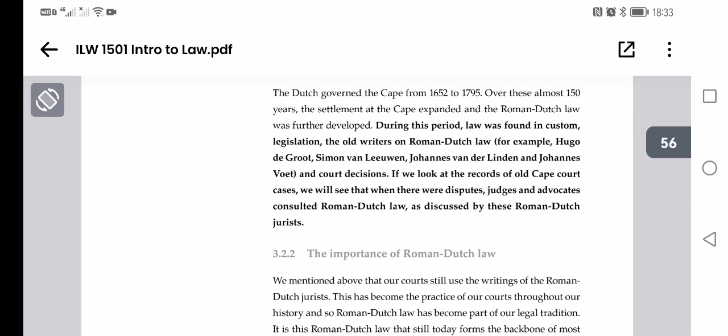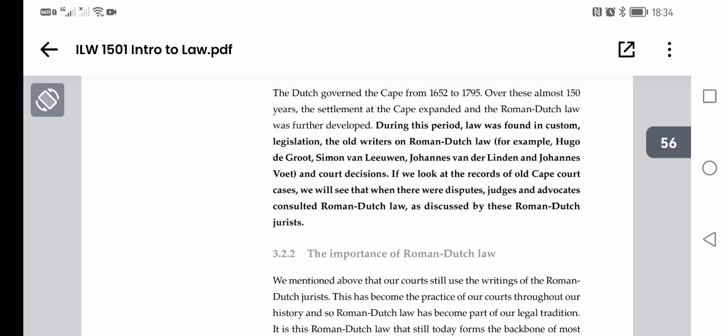The Dutch governed the Cape from 1652 to 1795. Over these almost 150 years, the settlement of the Cape expanded and the Roman Dutch law was further developed. During this period, law was found in custom, legislation, and the old writers on Roman Dutch law, for example, Hugo de Groot, Simon van Leeuwen, Johannes van Leyden, and Johannes Voet, and court decisions.